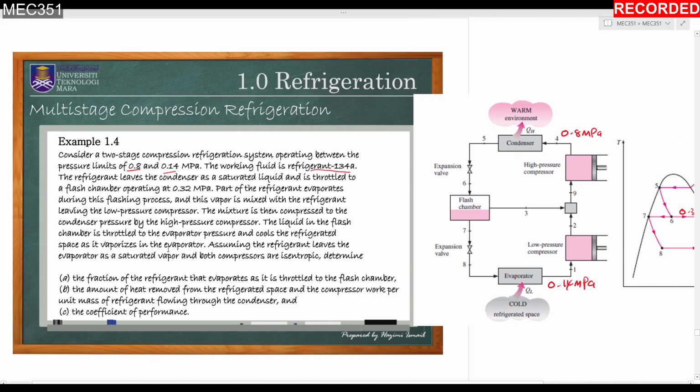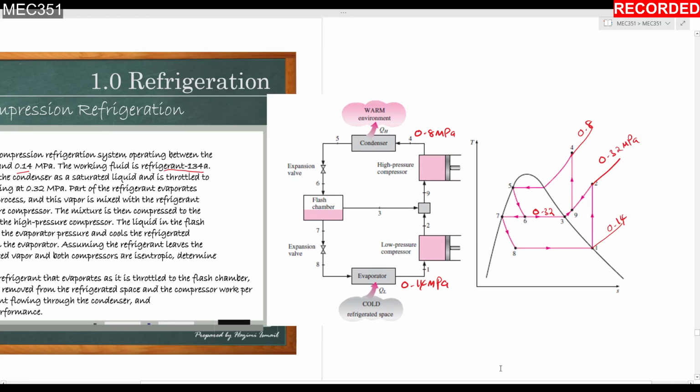Okay, the liquid in the flash chamber is throttled to the evaporator pressure and cools the refrigerated space as it vaporizes in the evaporator. This sentence is basically trying to explain the process from state 8 to state 1. It absorbs heat from the refrigerated space using the evaporator between state 8 and state 1.